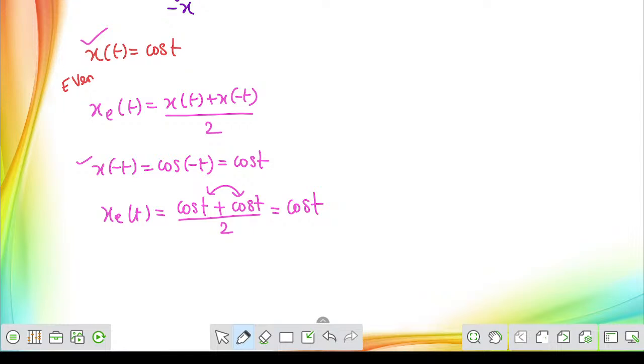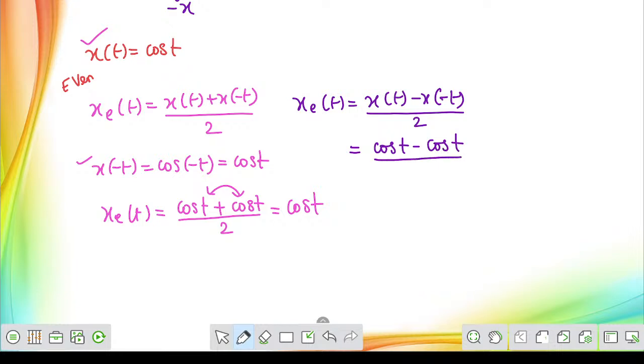How will you find the odd part of the signal? Just recollect the odd part formula. The formula to find the odd part is x of t minus x of minus t, divided by 2. Now what is the x of t value, sir? X of t we already know, that is cos t. Minus x of minus t we also know, that is also cos t, divided by 2. So this will be 0. What's happening here, sir? For the given function there is no odd part. We know it is a cosine signal, and cosine is an even signal. For an even signal, how can you find an odd part? The odd part will be 0.